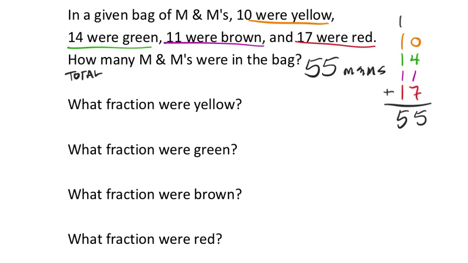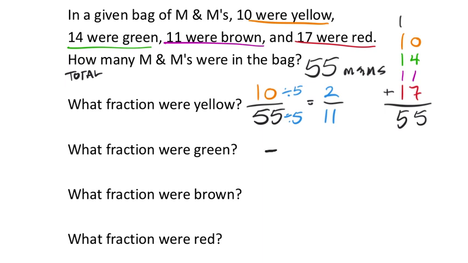Okay, what fraction were yellow then? Okay, well, we know there were 55 total M&Ms in the bag, and it says up at the top that 10 were yellow. Now, just in case we need to simplify, we know both of those are divisible by 5, which would result in a new fraction. 10 divided by 5 is 2, and 55 divided by 5 is 11. Now, do they want the simplified fraction? I don't know for sure. You're going to have to check on the assignment. It should say if it wants the simplified fraction or if it's okay with the regular fraction.